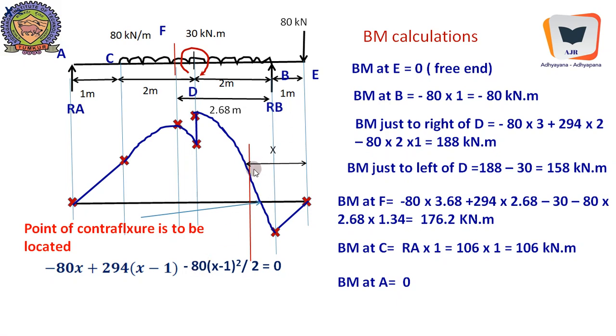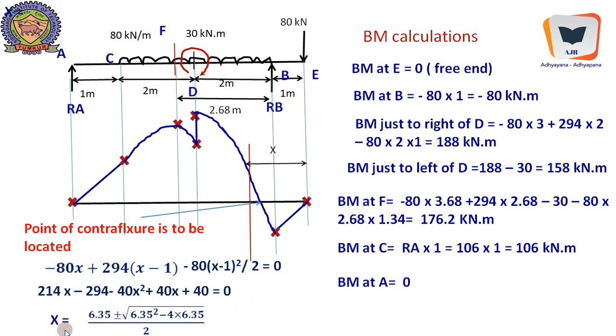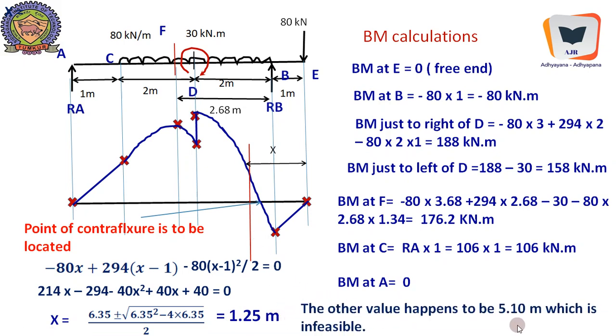So 80 into x minus 1 is the equivalent concentrated load, and x minus 1 by 2 is the moment arm. Therefore the entire relationship at section xx, the bending moment value, boils down to this particular equation, and when we simplify it, it is equated to 0 because bending moment at that section is 0. Now we will get the roots, 1.25 to be the feasible solution, because the other value happens to be 5.10 meter, which is infeasible.